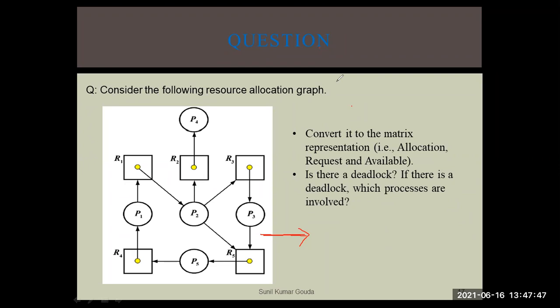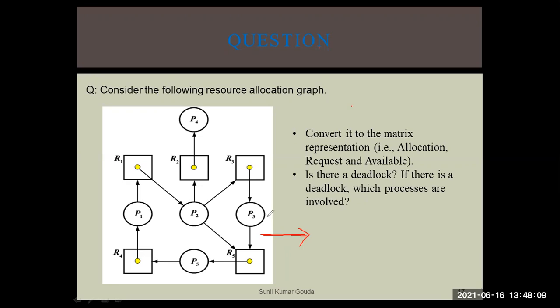If there is a cycle in a wait for graph, then there will be a deadlock. Fine. And if there is no cycle in my graph, then there is no deadlock. Okay. Now, how can you draw the wait for graph?